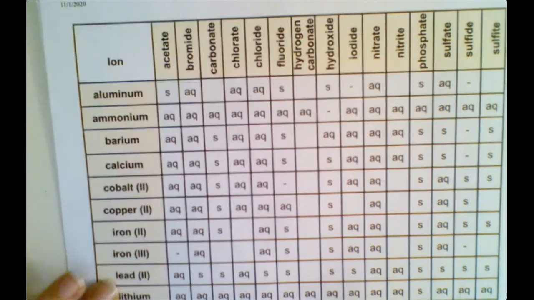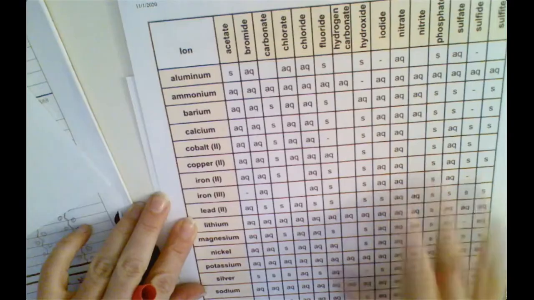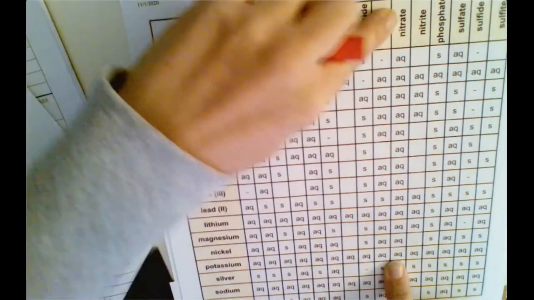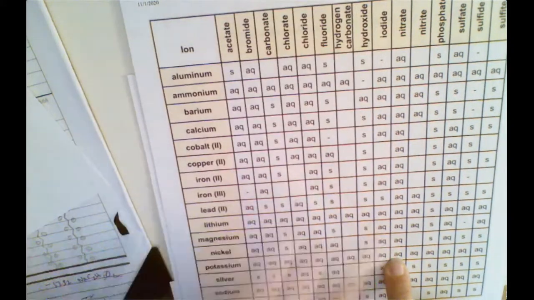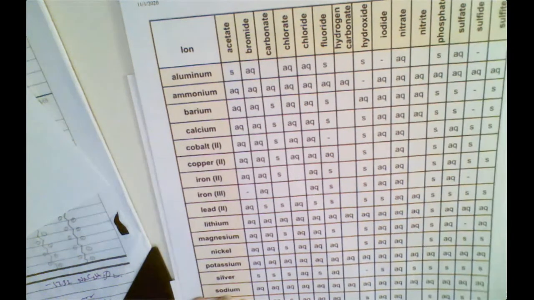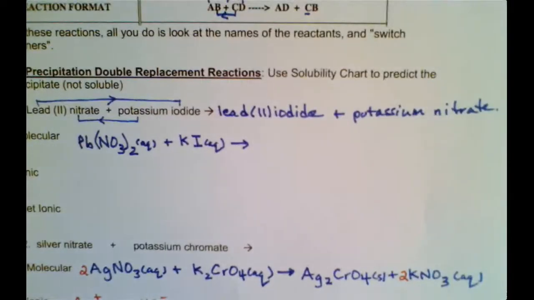Let's just take a look at the other product just to be sure. So let's take a look at potassium nitrate. Here's potassium, and if I go across and I stop at nitrate, which is up here, I see it says AQ, meaning it stays aqueous in solution. Perfect. So we now know that the lead 2 iodide is our precipitate. Let's go take a look at what this reaction looks like in terms of a demonstration.